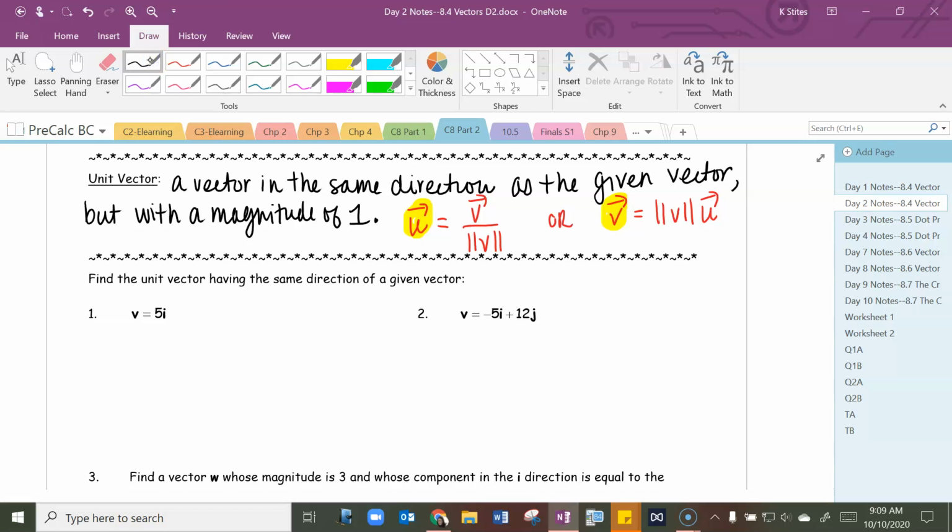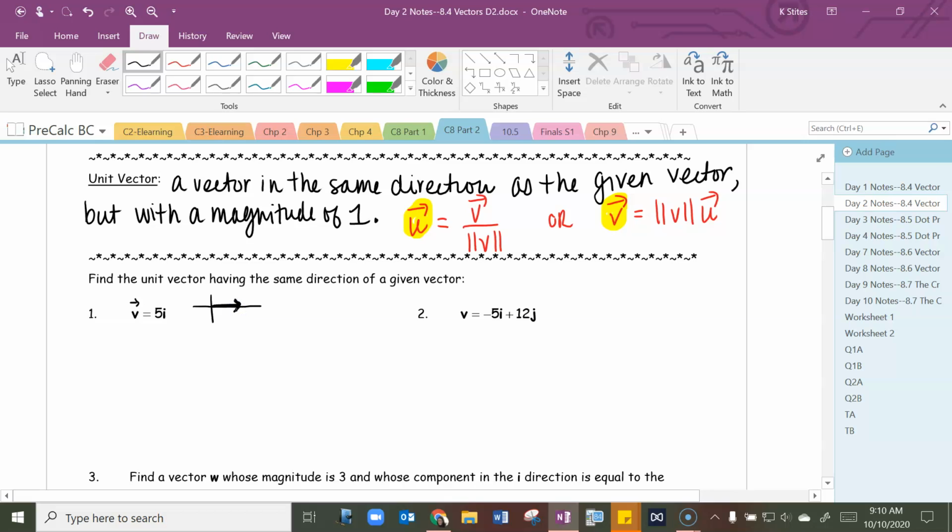Find the unit vector having the same direction of a given vector. So let's just make sure we understand what this means. Our given vector, which you could also put the arrow on, is 5i. This means that we are just going in the i direction. Okay, it looks like this.